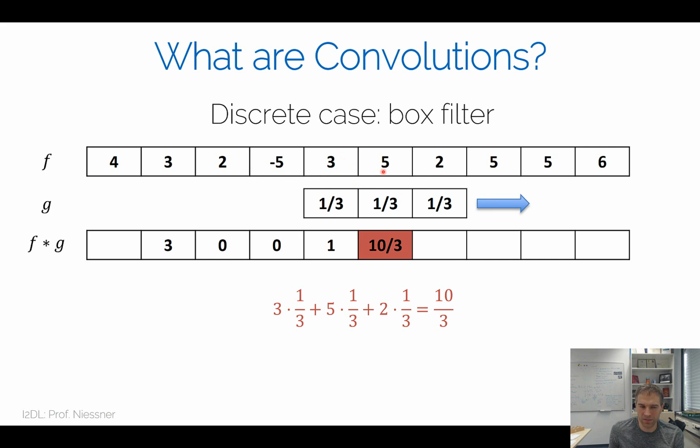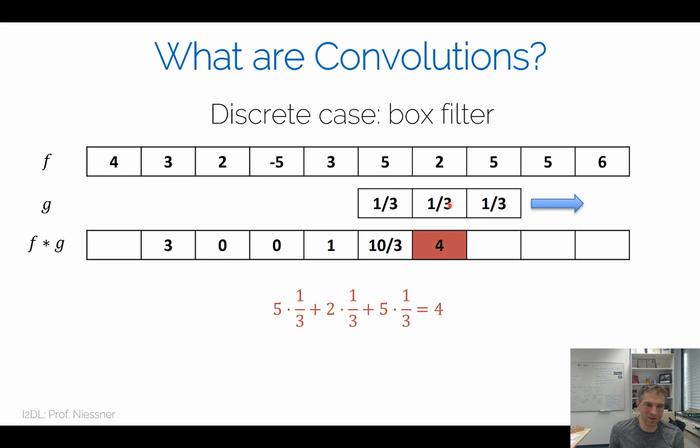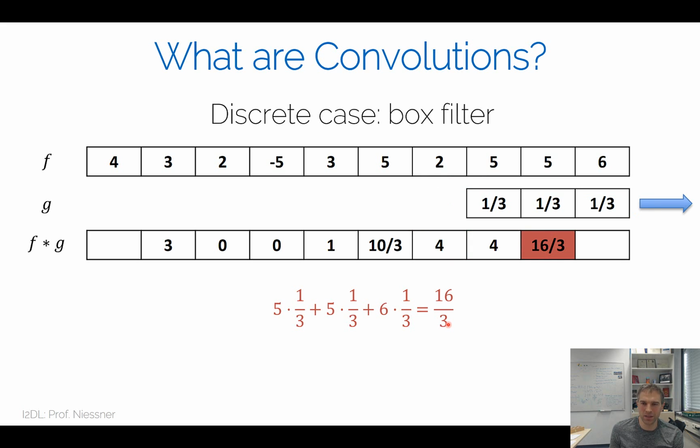3 times 1/3 plus 5 times 1/3 plus 2 times 1/3 is 10/3. 5 times 1/3 plus 2 times 1/3 plus 5 times 1/3 is 4, and so on, right? So I'm going to continue this for every single location where I can apply this filter. Obviously, I'm sure many people have seen that. I'm just going over it to make the concept very clear that we are here in a discrete convolutional case. And in this case, what this example was showing is actually a 1D example.